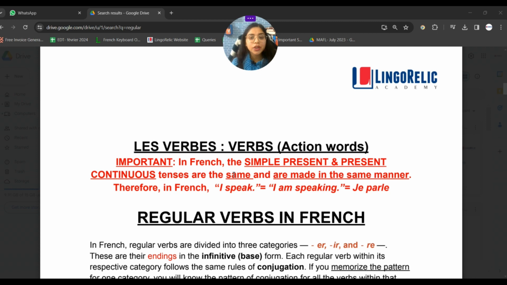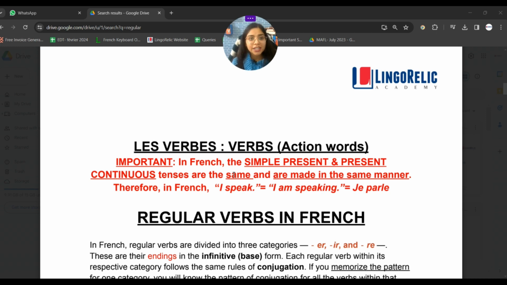Now let's proceed. We are going to talk about verbs. Verbs are basically what? Verbs are action words, and without these your sentences would be absolutely incomplete. In this session today, I'm only going to take into consideration the simple present and the present continuous tenses in French, and these are both the same in French. You need to understand that the structure for these two tenses is the same. So if you want to say I speak, or if you want to say I am speaking, je parle.